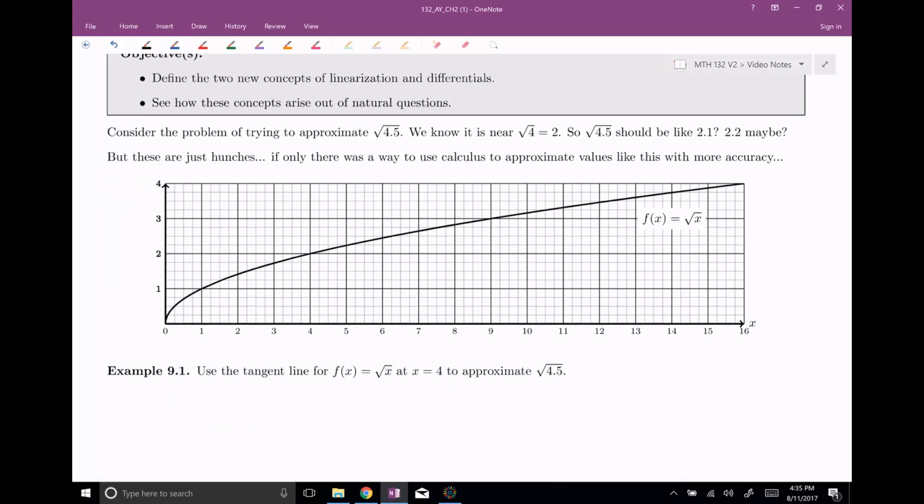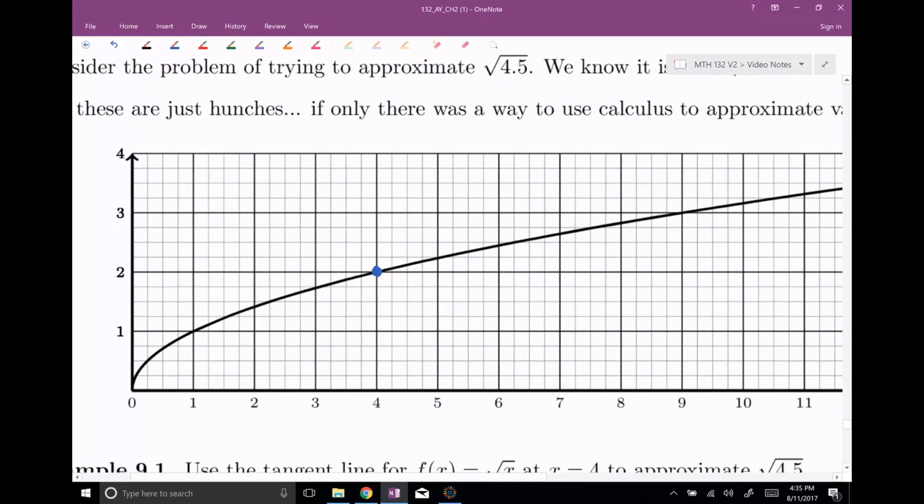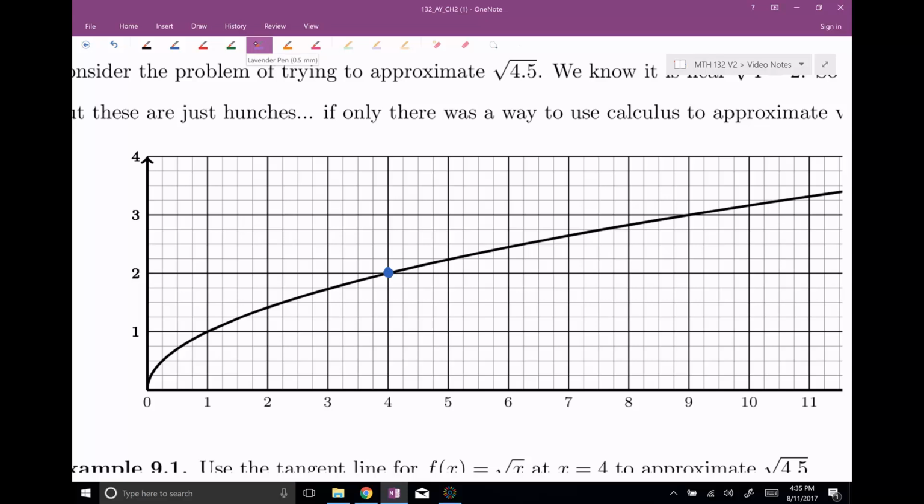So the idea here is that we're going to use the tangent line. So I went ahead and I gave us our function, the square root of x. And again, we would like to approximate the square root of 4.5, and we're interested in the tangent line at a nearby point, in this case at 4. So if I went ahead and graphed my tangent line, I'm going to give us the idea here. So here's the point at 4. And I'm going to go ahead and graph my tangent line, maybe in purple or something like this. I'm going to do my best to give us a nice straight line that's tangent here. I did an okay job.